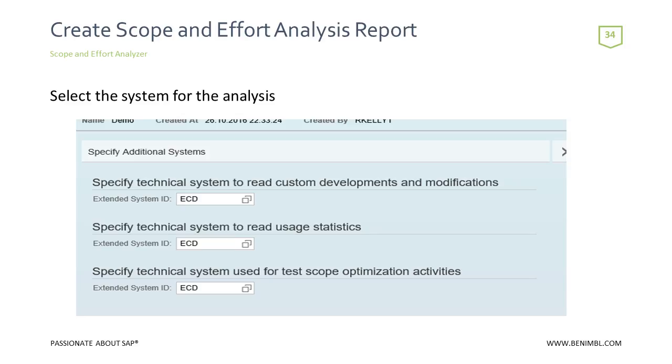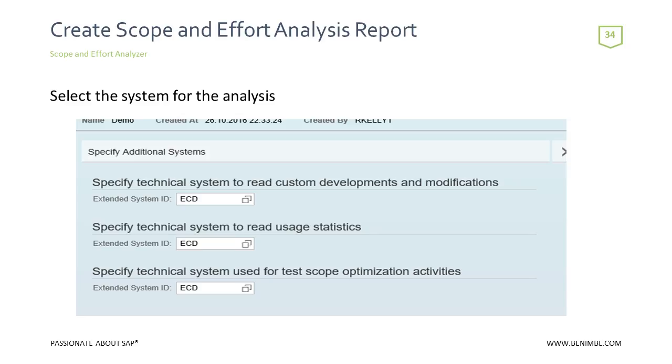Why? Because it's just going to tell us what people are using and it'll give you a better idea of testing. Everything in here is supposed to be for a production upgrade. But sometimes you want to test a QA system, you can. Another thing that we want to do is specify our technical system that is used for test scope optimization.